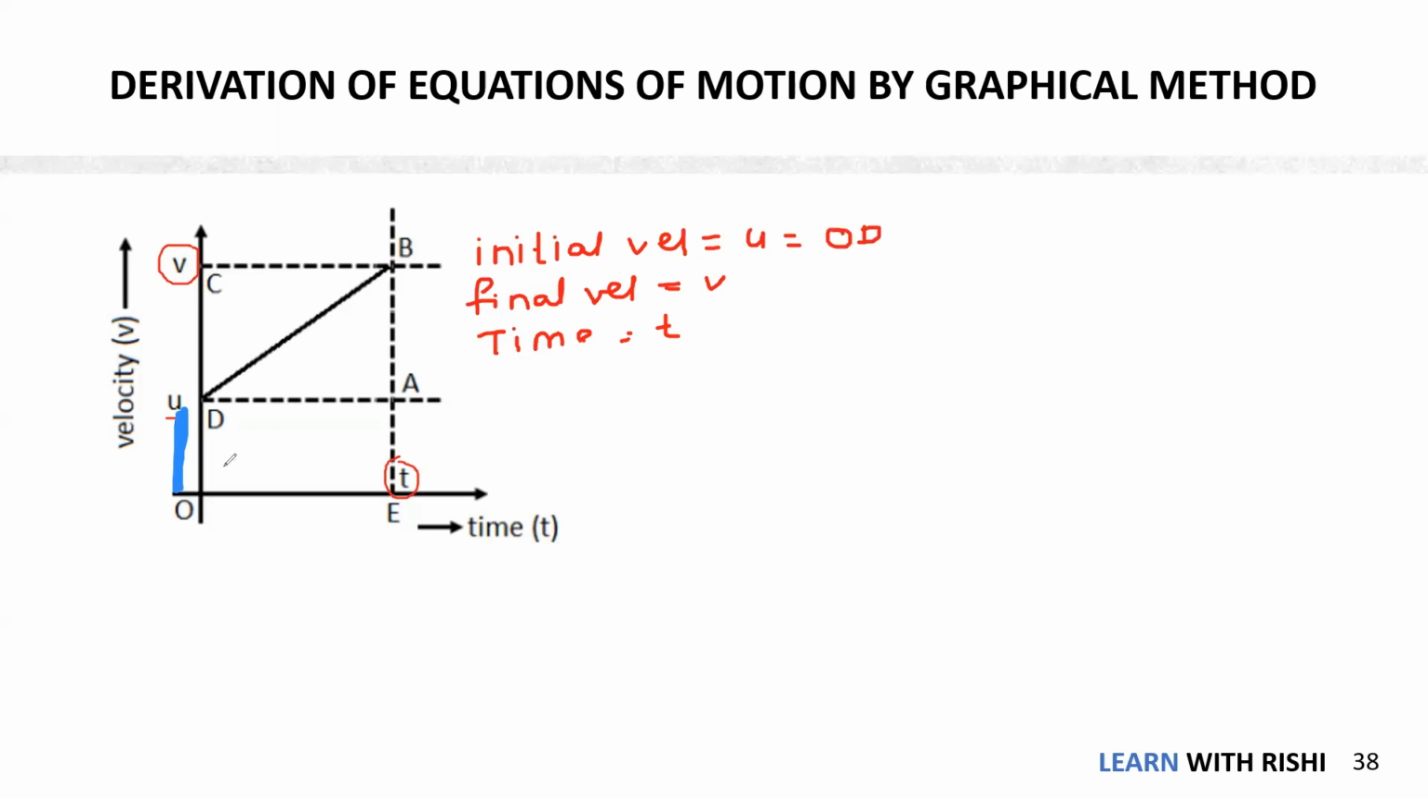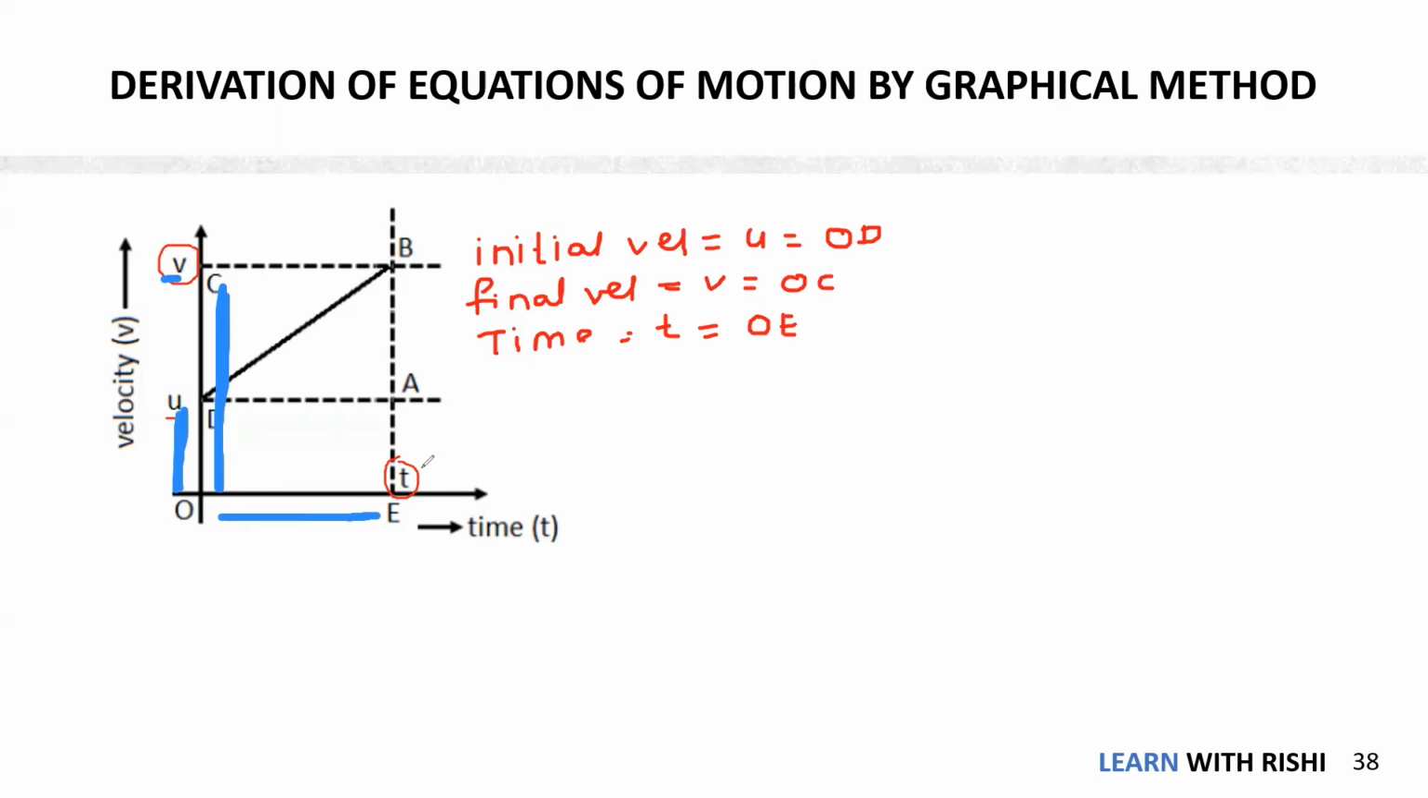Again, the distance OC is equal to v. Second, final velocity is equal to v, that is equal to OC. And similarly, for time, I can write distance OE is nothing but t. So time is equal to t, that is distance OE. So these three things I have observed from the graph.